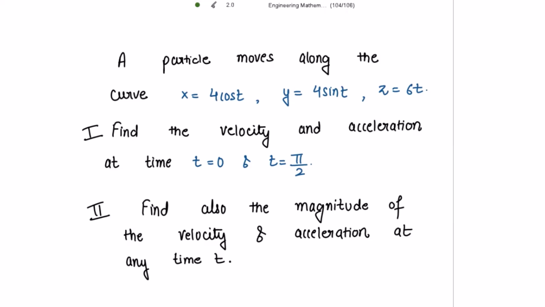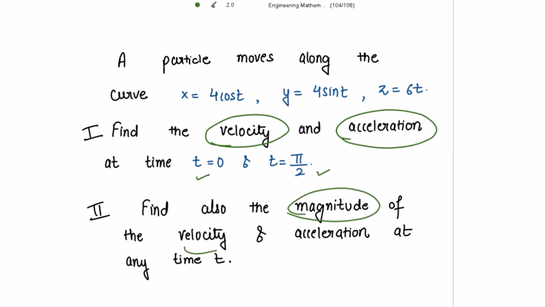A particle moves along the curve x equal to 4 cos t, y equal to 4 sin t, z equal to 6t. We need to find the velocity and acceleration at the time t equal to 0 and t equal to pi by 2. So in the first part we need to get the velocity and also the acceleration. And then in the second part we also need to find the magnitude of velocity and acceleration at any time t. Right? Let's do the first part.